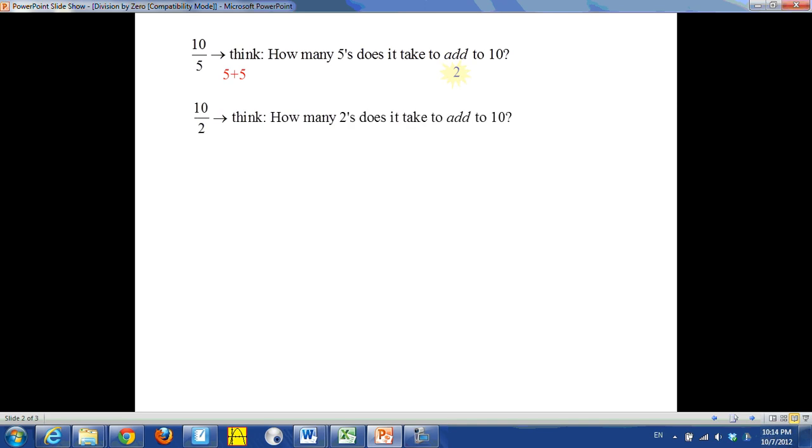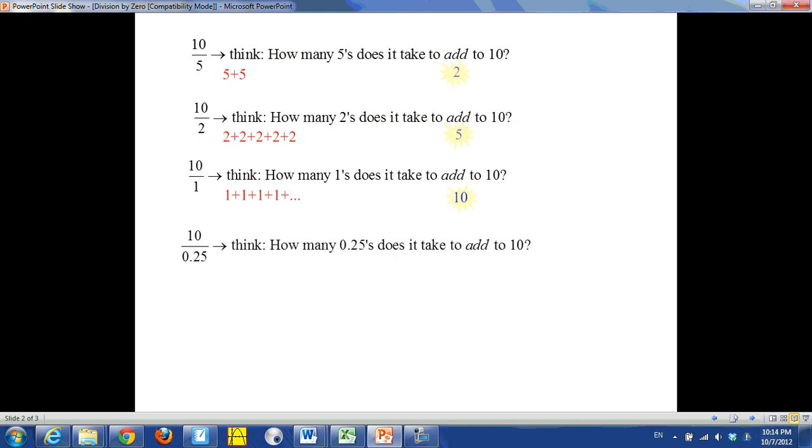This time, we're asking how many 2s are there in 10. So you add the 2s until you get to 10, and you find that it takes 5 of them. 10 divided by 1. How many 1s are there in 10? So you add them up, and if I had listed them all, of course it would have taken 10.